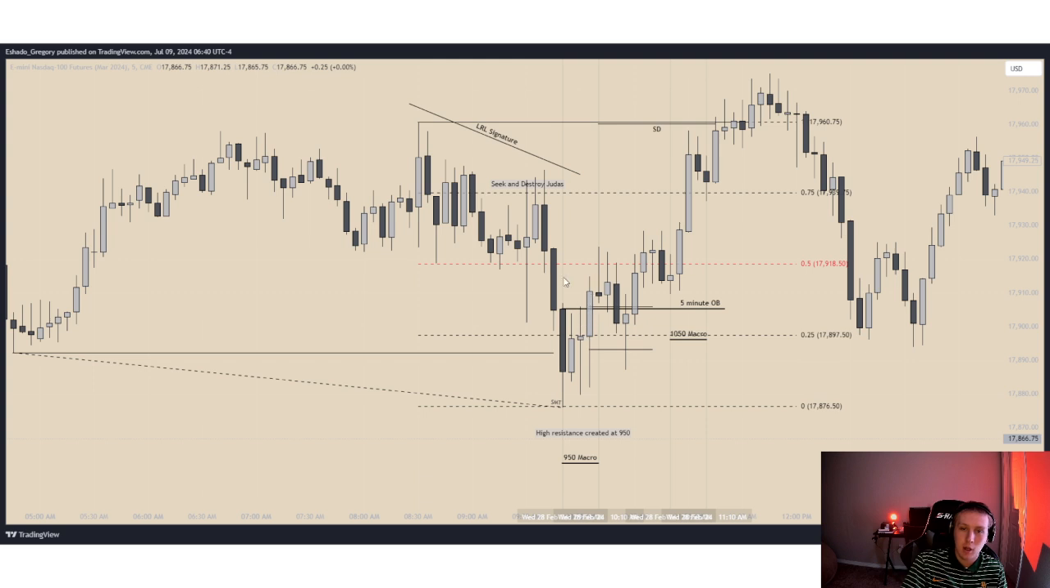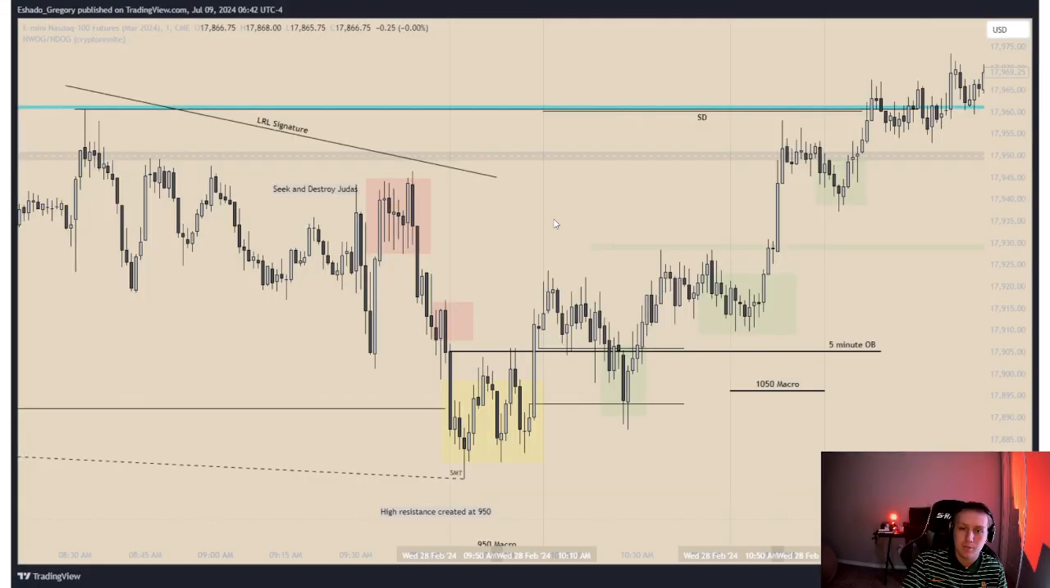And right here, what are we doing? We're mitigating this imbalance here, and then we're coming back lower, we'll get into that in the lower chart. And then we have the 950 macro right here, and then we have the 1050 macro right here. As you can see, these are the swing grades of this model. And right here, we have a standard deviation that lines up with buy side there. So this is what the market maker model looks like.